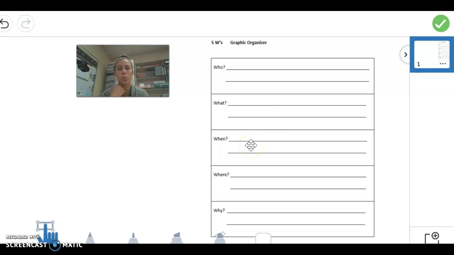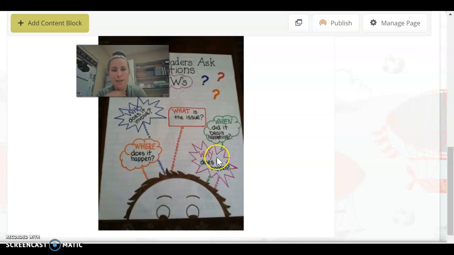And then you're answering, when did it start happening? Okay, when did the problem become a problem? When did they realize that something was wrong? Okay, and then the where, that's where the story took place. And then the why. And make sure you look back. Why does it happen? Why does the problem become a problem? And kind of how do they solve it? Right? How do they make it better? How do they kind of make the situation the best that it can be?